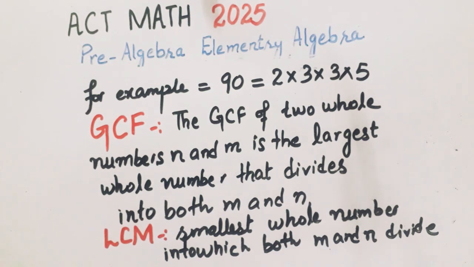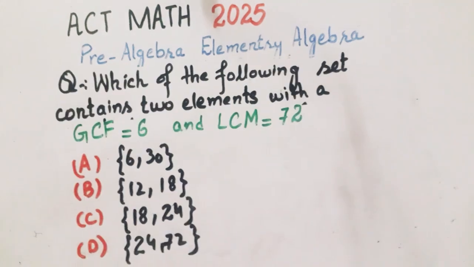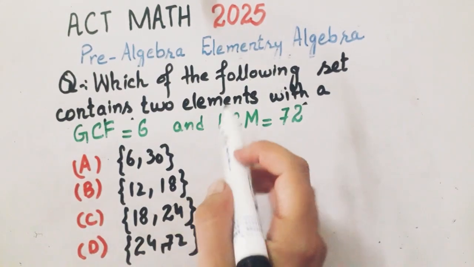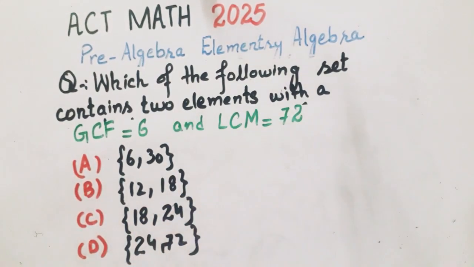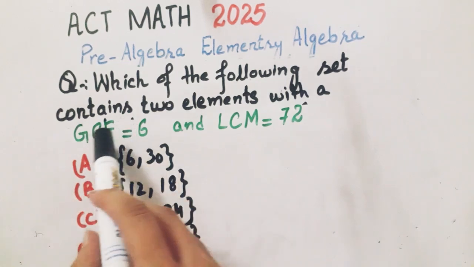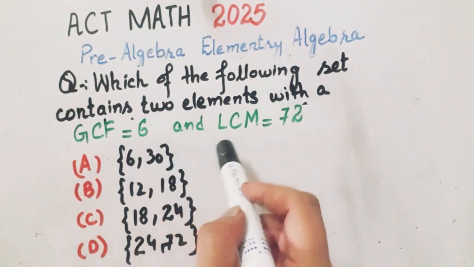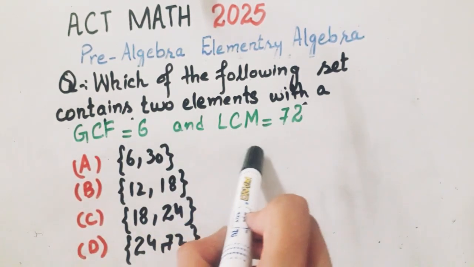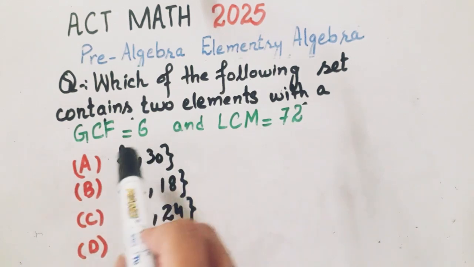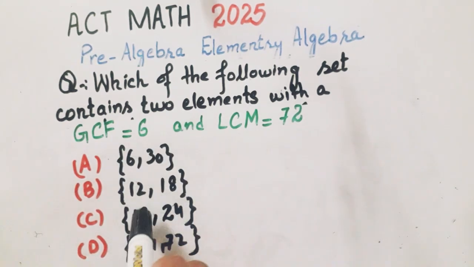Now I will solve a question related to this. The question is, which of the following sets contains two elements with a GCF, greatest common factor, of 6 and an LCM, least common multiple, of 72? Options are 6 and 30, 12 and 18, 18 and 24, or 24 and 72. So we will check.